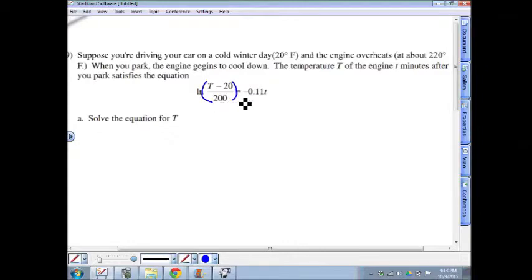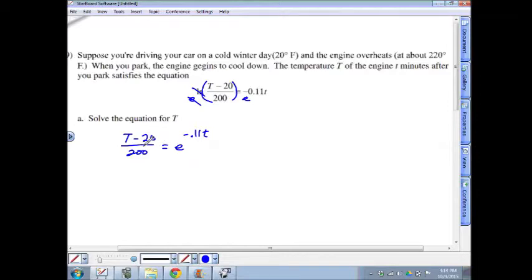So right now the biggest problem is that capital T is inside the natural log. So before we can do anything to try to get at t, we've got to cancel the natural log. The only way to cancel a logarithm, including the natural log, is to use a base. So for the natural log, you use a base of e, and that cancels the natural log. So you've got big T minus 20 over 200 equals base e to negative 0.11t.